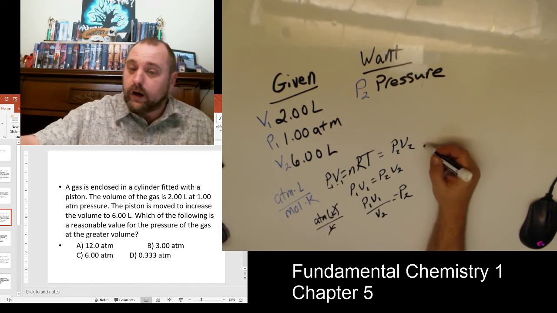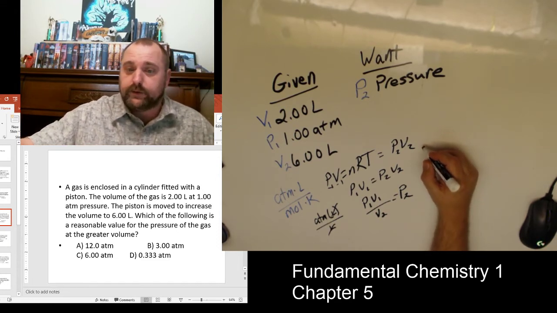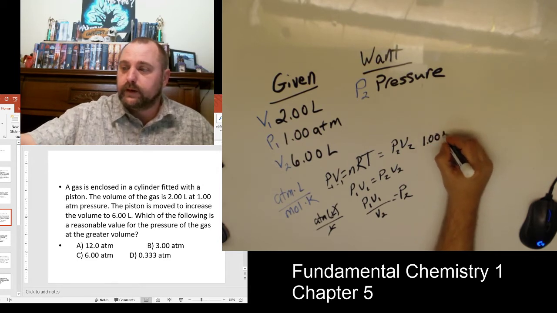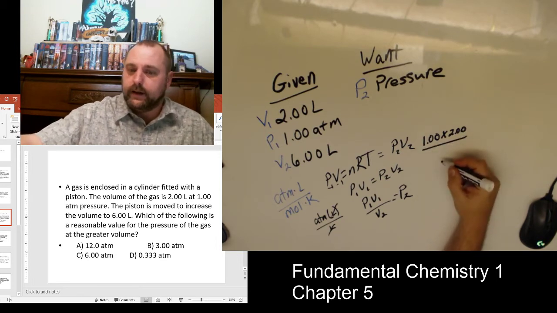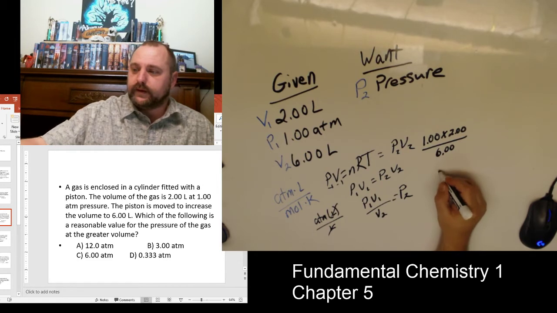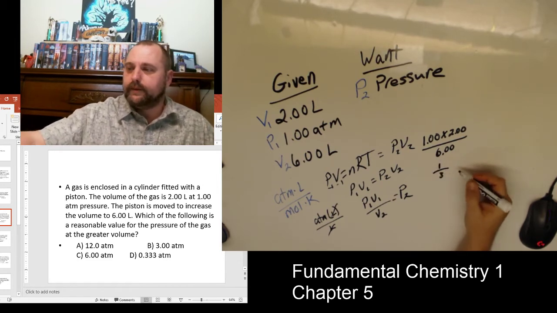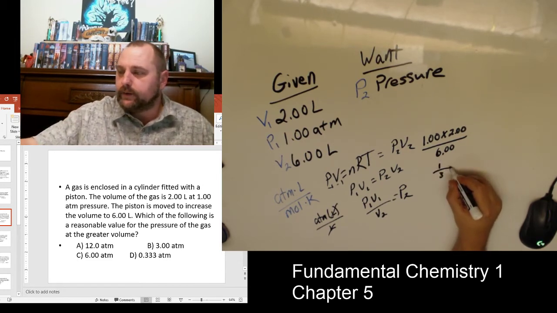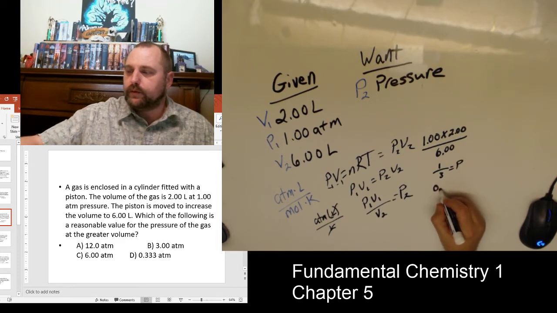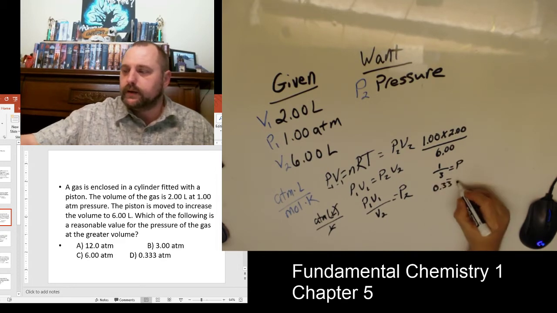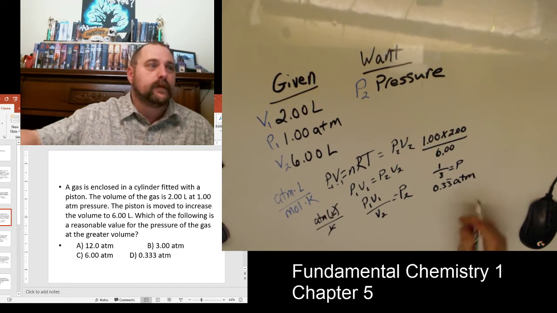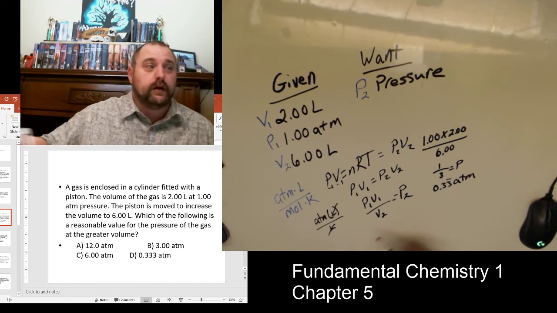So just got to plug in the numbers here. Let's see, we got 1.00 times 2.00 divided by 6.00. That's 1/3. And so that's my pressure, so 0.33 repeating atm, which would be D on this problem.